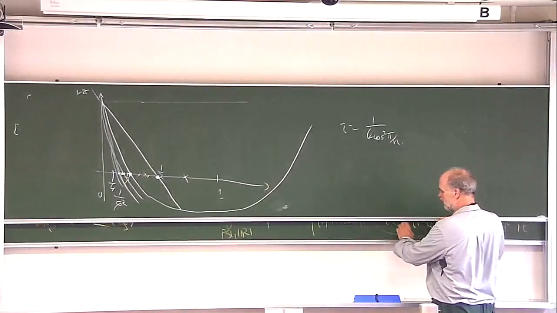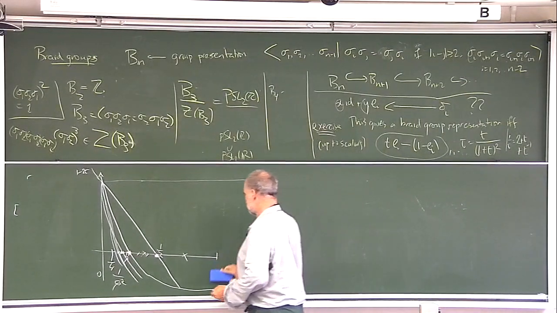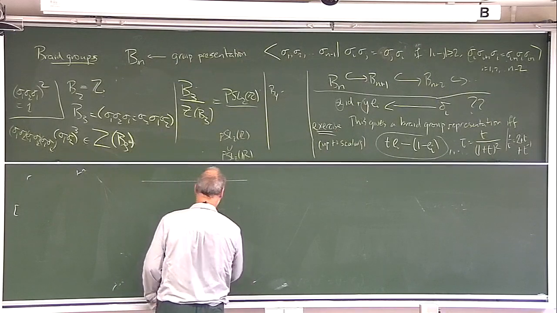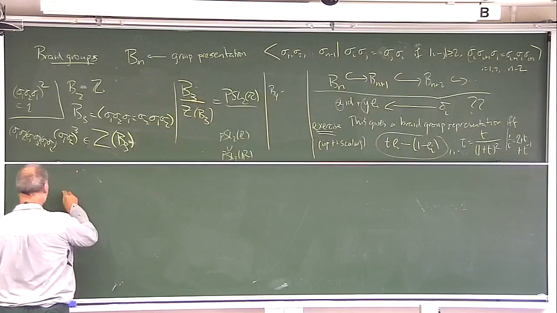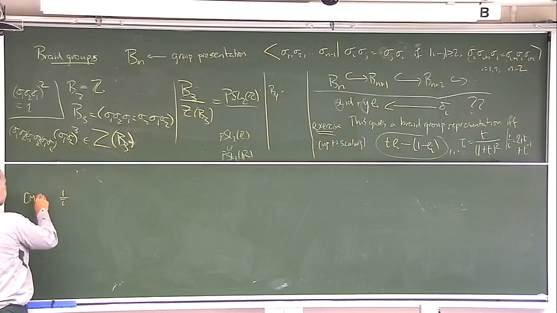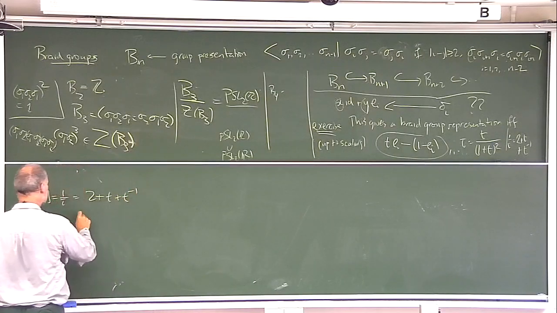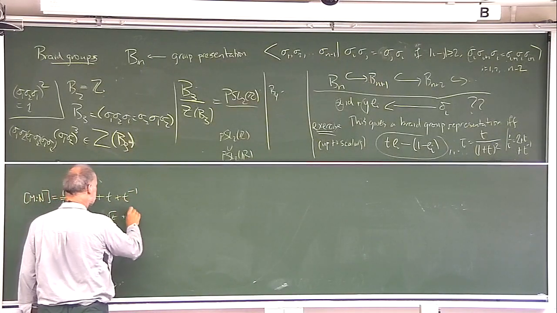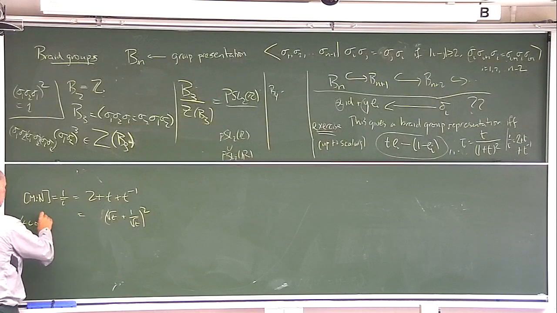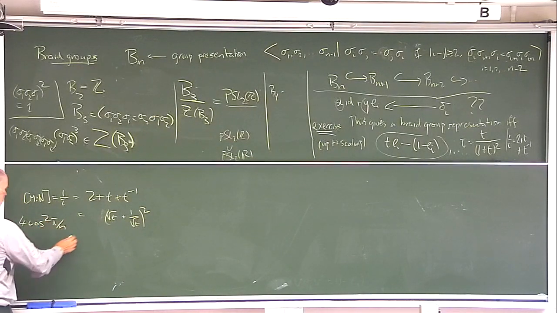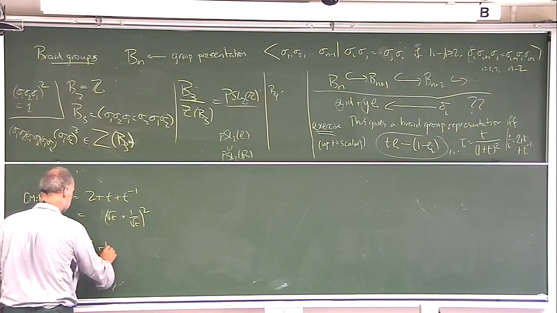Let's just do a little bit of numerology with 4 cos squared pi over n. So 1 over tau is the index, and this is 2 plus t plus the inverse. And this is root t plus 1 over root t, squared. The interesting values of this are 4 cos squared pi over n. So lining these up, we get 2 cos pi over n equals root t plus 1 over root t.